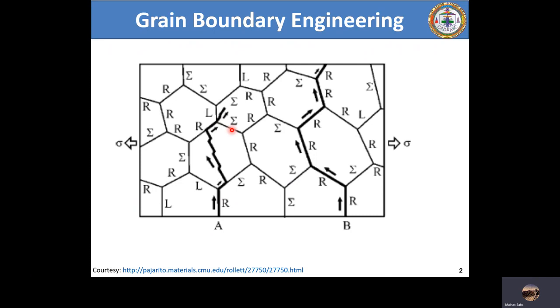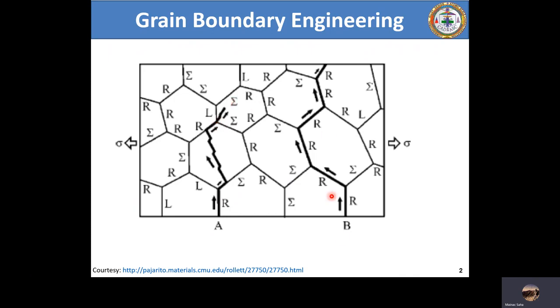But now it doesn't propagate through the sigma boundary at all. That's the reason I said it depends upon the value of sigma whether the crack will propagate through it or not, because the sigma value decides its energy. So now, instead of propagating in an intergranular fashion, the crack tends to propagate in a transgranular fashion.